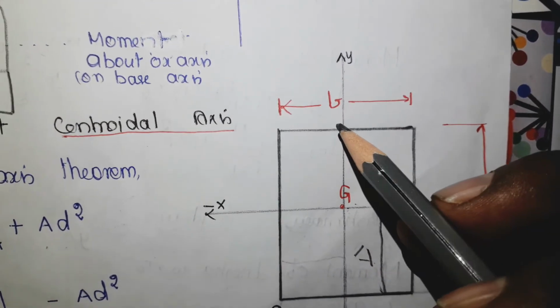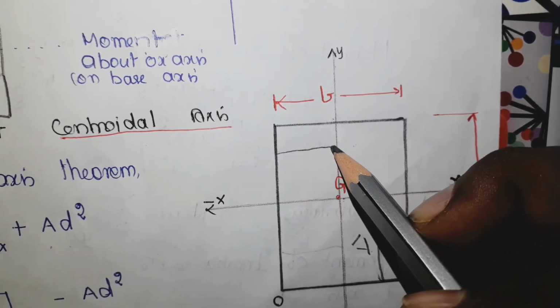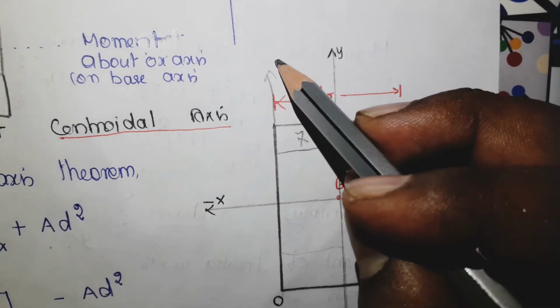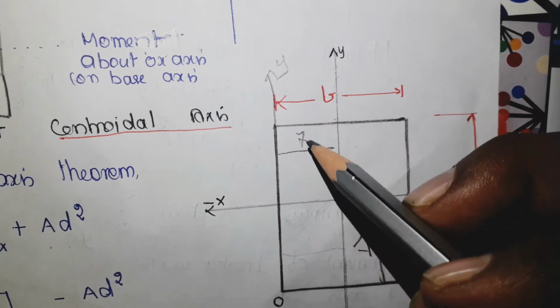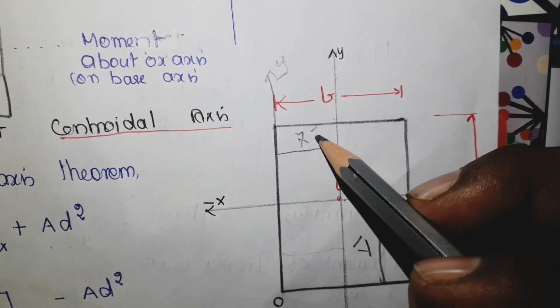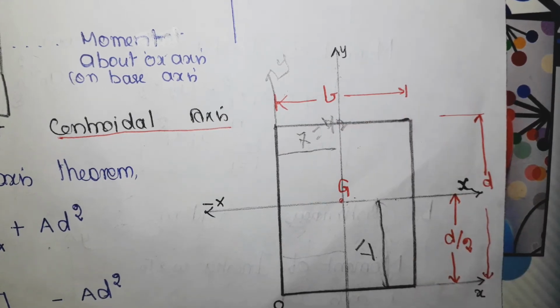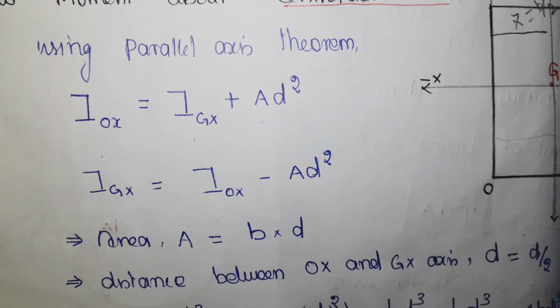Similarly, the centroidal y-axis is located from the base axis by x bar. So here is the base y-axis, and this is the centroidal y-axis. The distance between these two is x bar, which is equal to b by 2. b is the width of the rectangle. Now let us go to the derivation by using the parallel axis theorem.